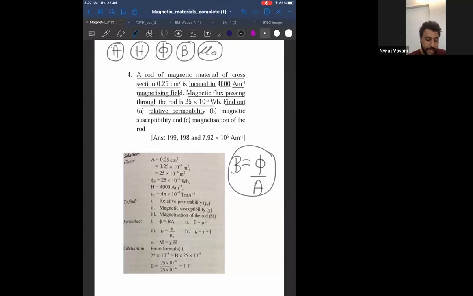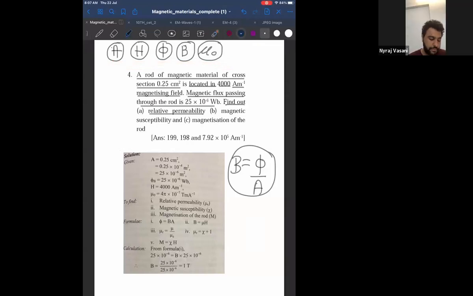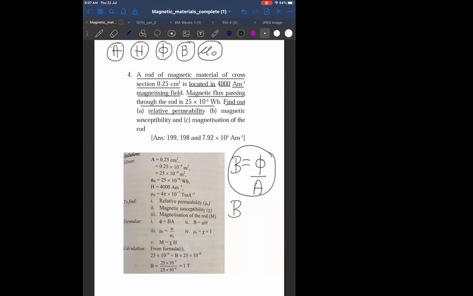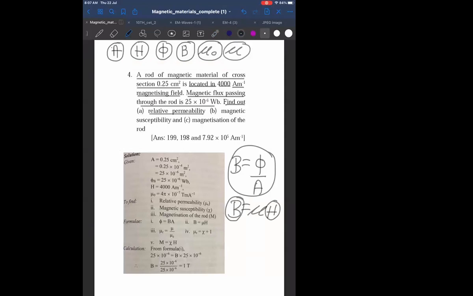Now look at the things that we already know and tell me, can I get mu from any of these things? B upon H. Can I say I know this formula B is equal to mu H? We just did the derivation right now. In this formula, I know B, I know H, therefore I can find out mu. Tell me, everyone, did you understand this?